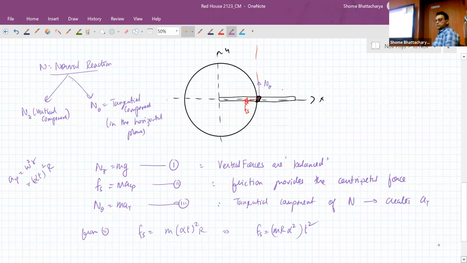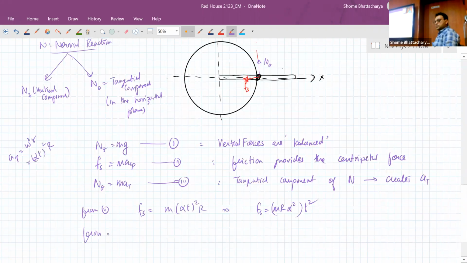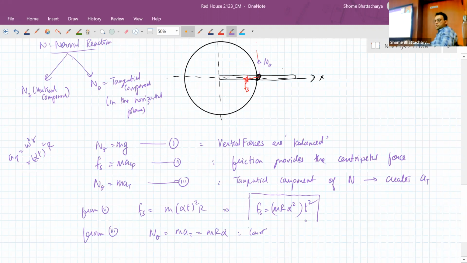Whereas from equation 3, we can see that the normal reaction's tangential component is m into r alpha, which is constant because alpha is constant. Okay, so we still have to convert these into one. We have got friction as a function of time, and it also shows that at t equal to 0, the friction acting is 0, because omega is 0 at that time, v is 0.